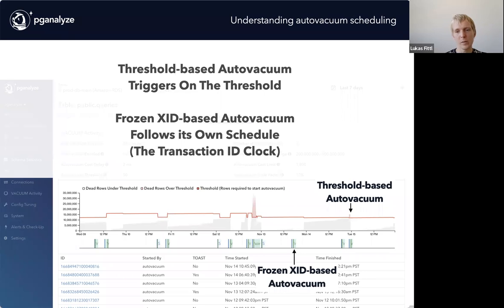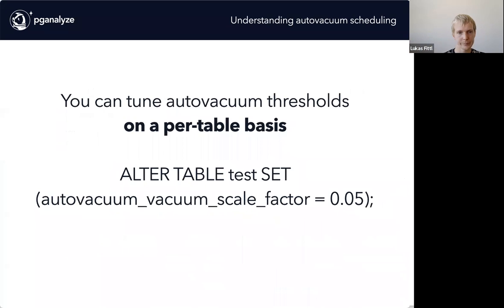So the two different vacuums that we have here: we have threshold-based autovacuums. They will trigger when we hit the threshold. And then we have the anti-wraparound vacuums. They will hit at any time. They won't relate to this, right? But we can see in this graph how the dead rows relate to the threshold.